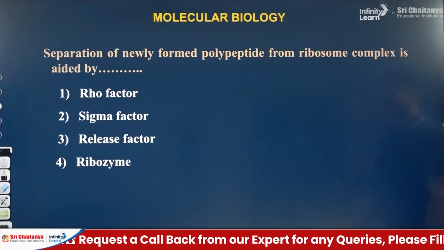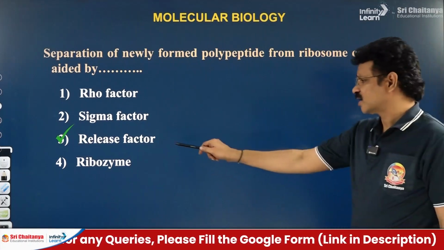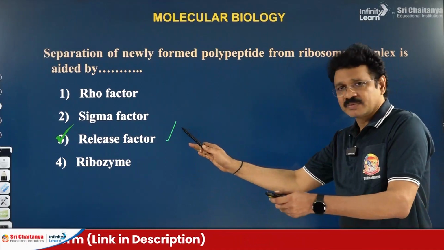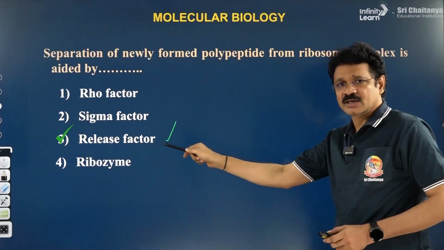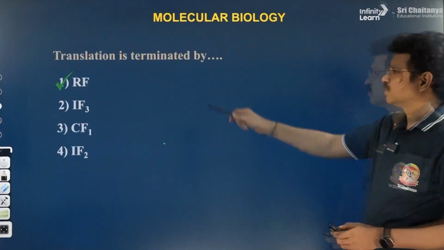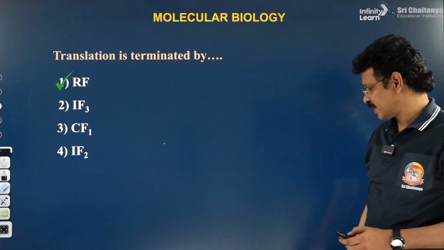Separation of the newly formed polypeptide from the ribosomal complex is aided by RF factors, nothing but releasing factors. When this entire system reaches the stop codon, then immediately with the help of this factor, the polypeptide chain is terminated or separated out. This is also the same concept. Translation is terminated by RF factors.